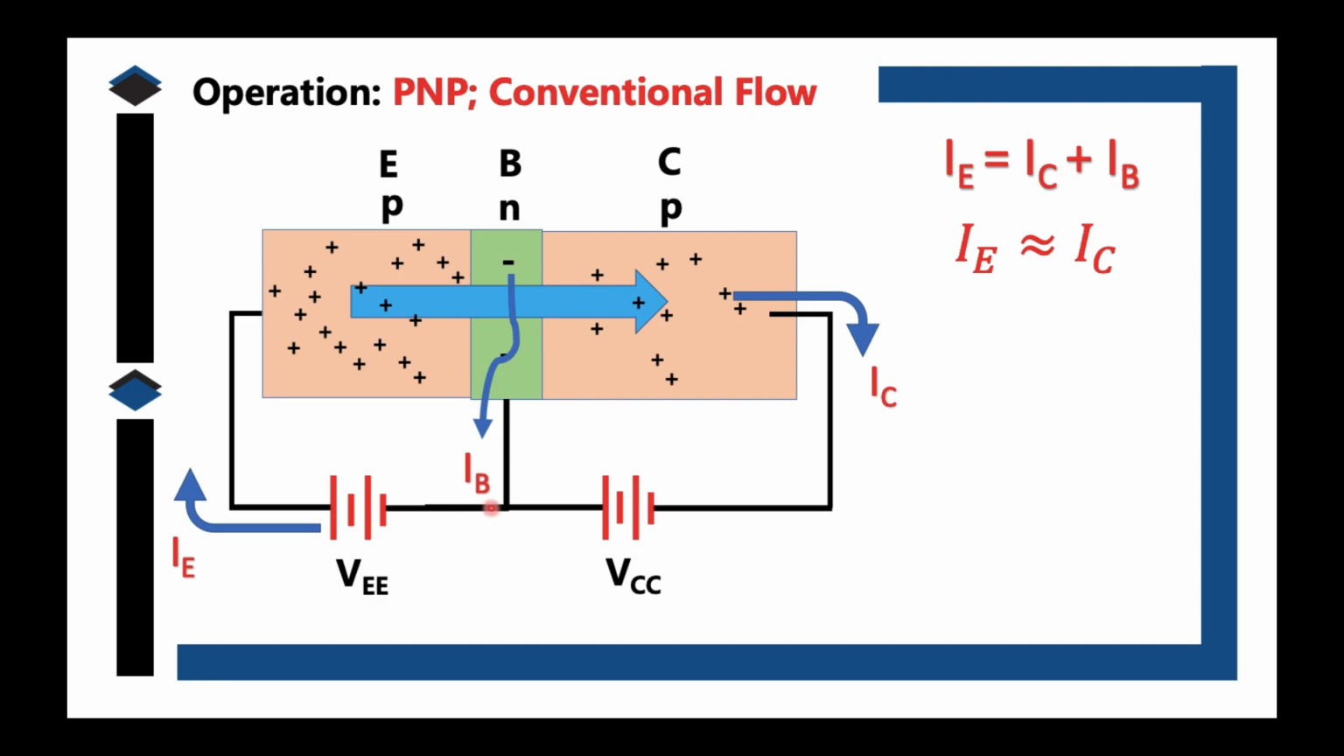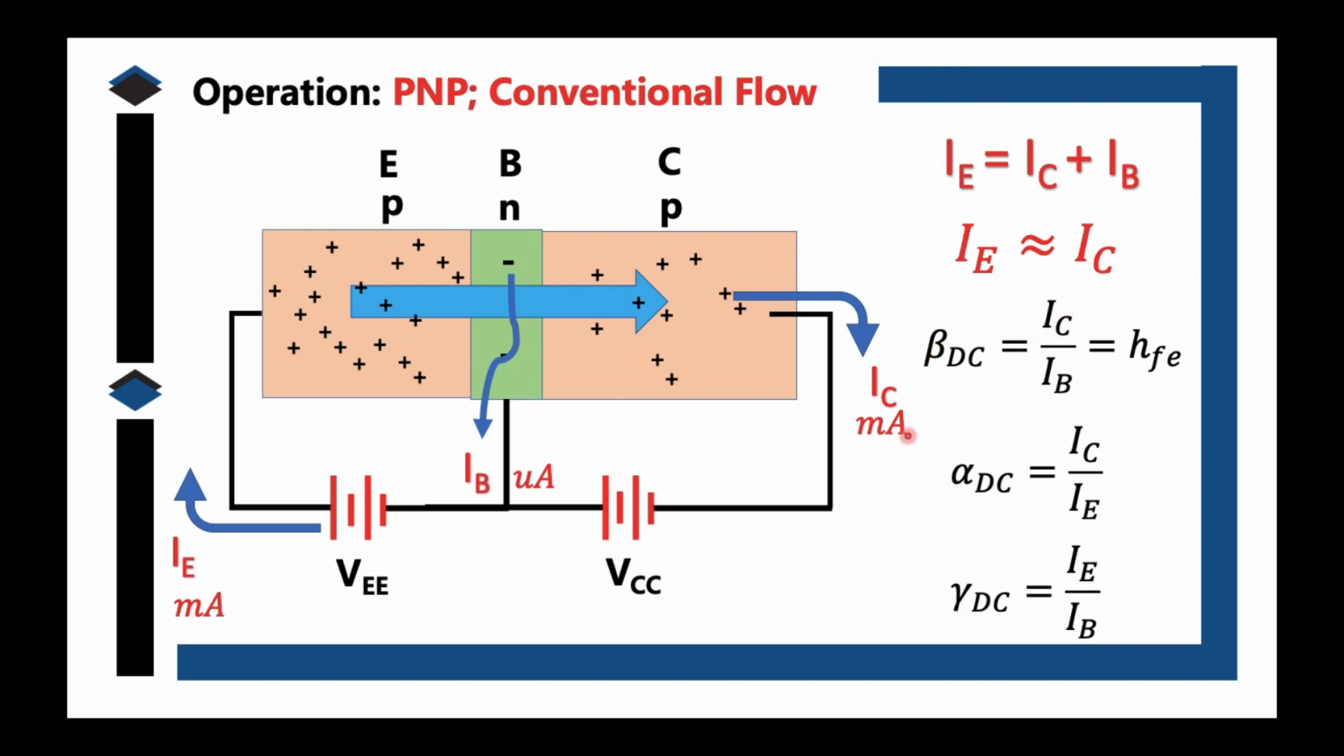And just like the NPN transistor, the value of the emitter current compared to base current is very large, in the range of 1 is to 1,000. That is why there is a scenario wherein IB is neglected and we have an approximation that IE is approximately equal to IC, vice versa. Still, we have this current ratio, the beta, the alpha, and the gamma.